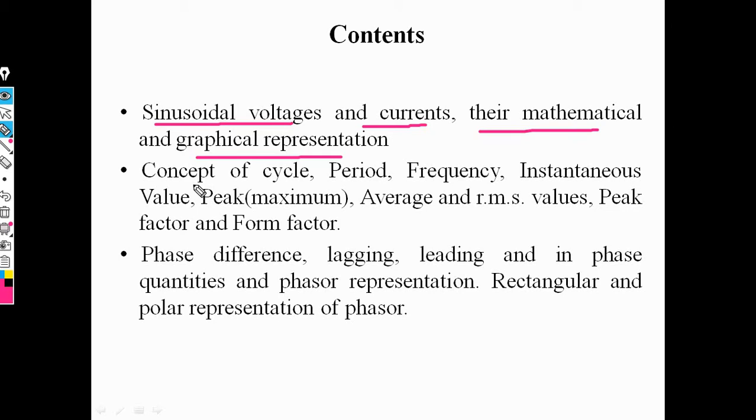Then we also need the concepts of cycle, period, frequency, instantaneous value, and peak value, which is also called the maximum value. Then average value and RMS value, and the last ones are the peak factor and form factor. These are the important points in AC fundamentals. We also need phase difference, that is lagging, leading, and in phase. These quantities are important in Unit 2 Part B.